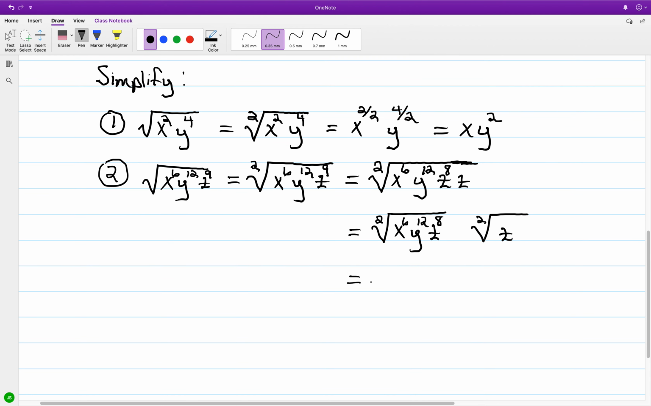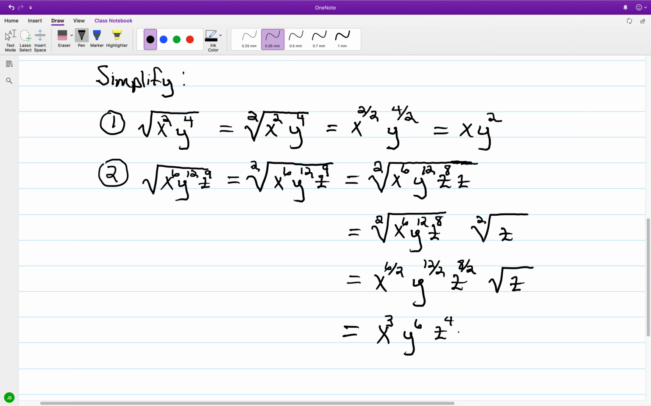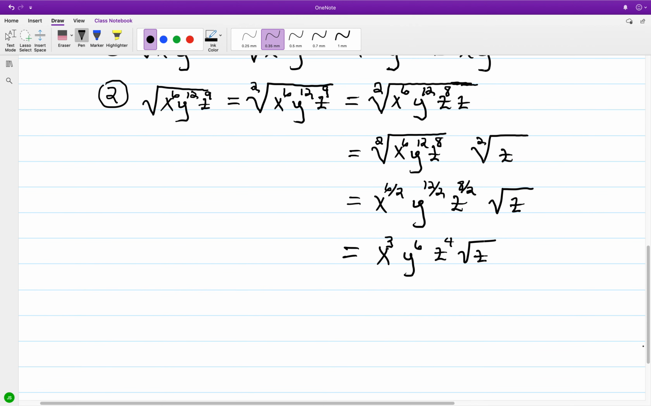And for what we have in the process, we have x to the 6 halves, y to the 12 halves, times z to the 8 halves. And now for the radical, the second root of z is simply the square root of z. In the reduction, x to the 6 halves goes to x cubed, y to the 12 halves will be y to the 6th, z to the 8 halves becomes z to the 4th. And then tagging along, we have the square root of z. So that would be the simplified radical form of this particular square root expression.